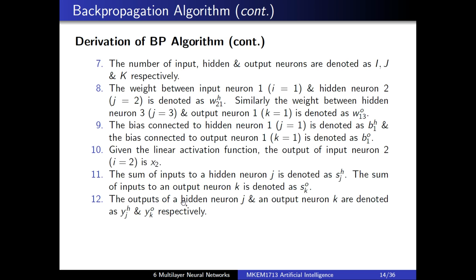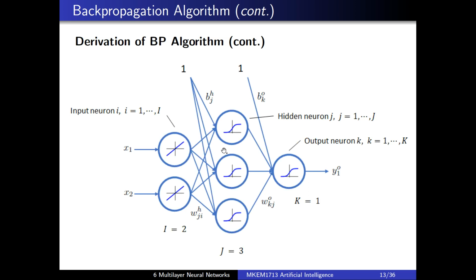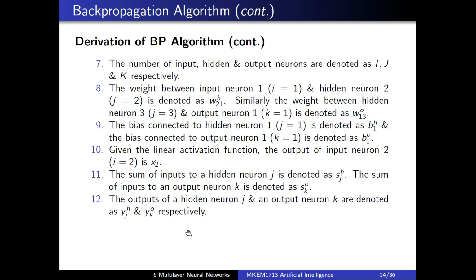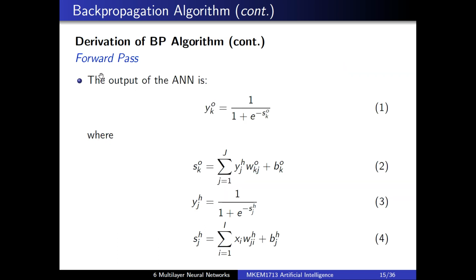The output of a hidden neuron J and the output of output neuron K are denoted YHJ and YOK. So this is YHJ and this is YOK. That's all for this part. We will continue with the actual derivation in the next part of the module.